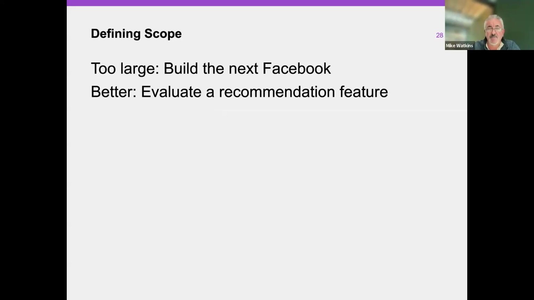So we talked a little bit about scope. It's kind of like a Goldilocks zone. It's not too large, not too small. You don't build the next Facebook. Find a problem that you're interested in. Reduce the scope so that it's still a challenge.